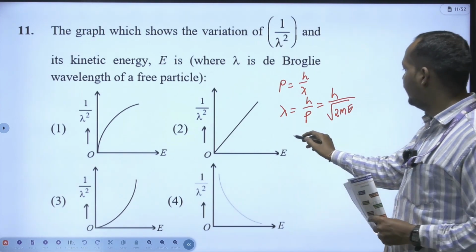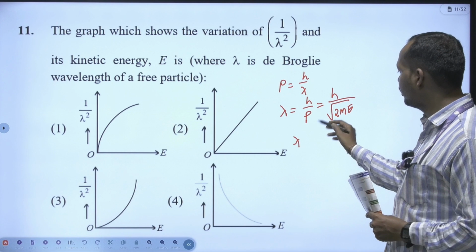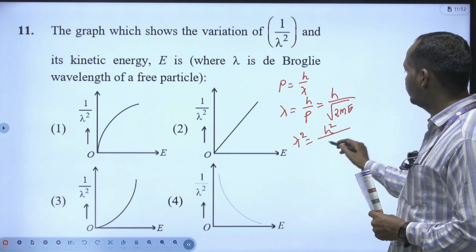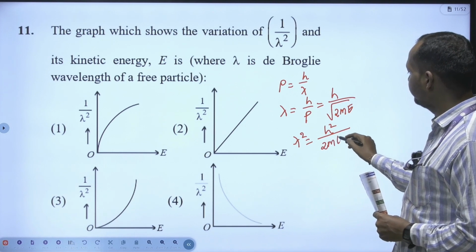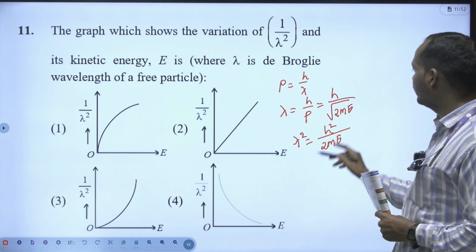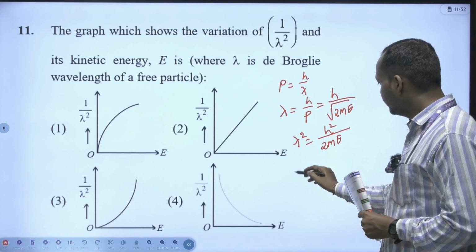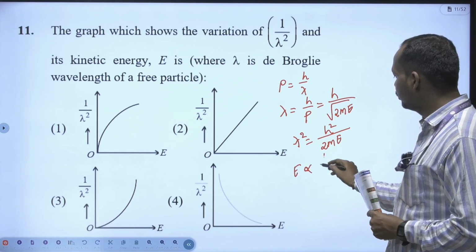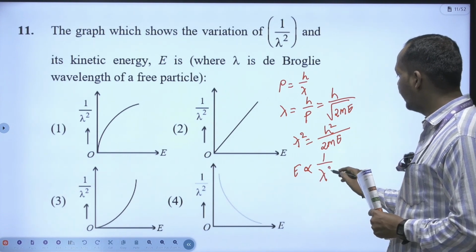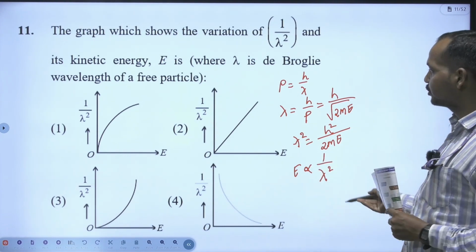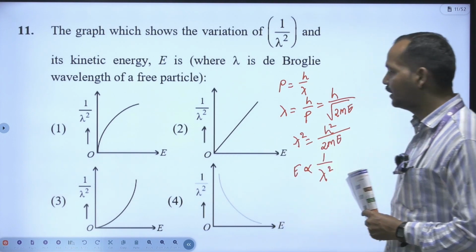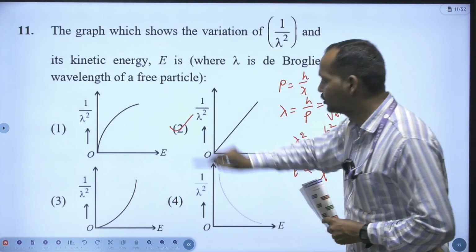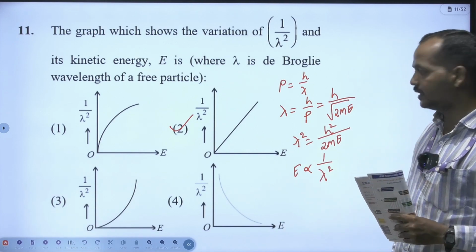Then lambda is inversely proportional to root E. Squaring on both sides, lambda square is h square upon 2mE. Then the relation between lambda and energy is that energy is proportional to 1 by lambda square. So it is inversely proportional, with the square, therefore it is 1 by lambda square. So we will get a straight inclined line, that is this option, the second option. Okay dear students, next.